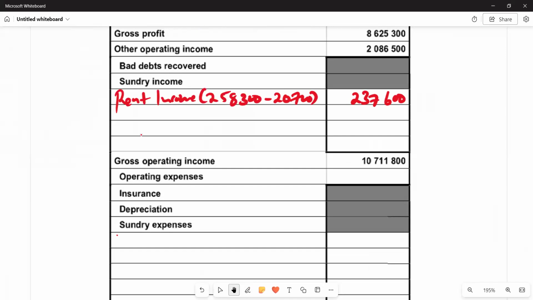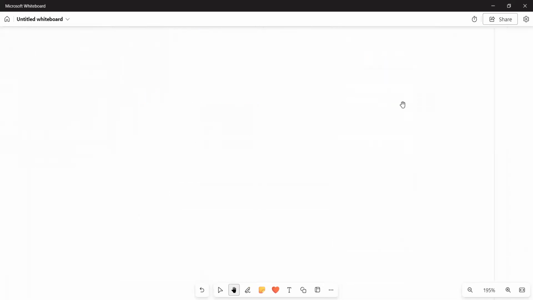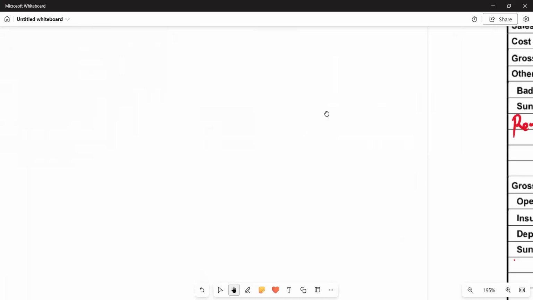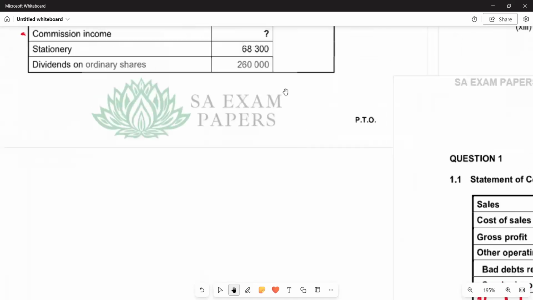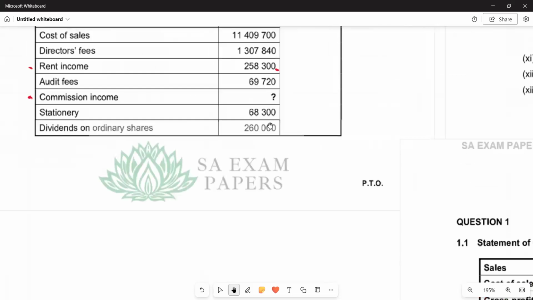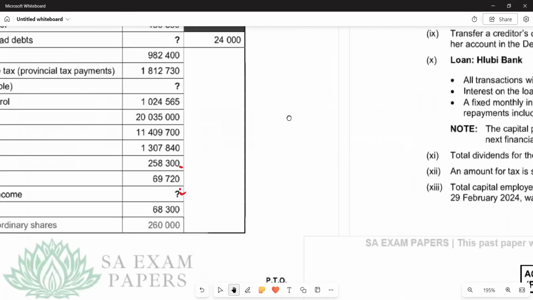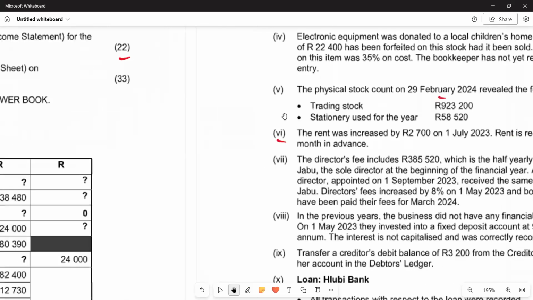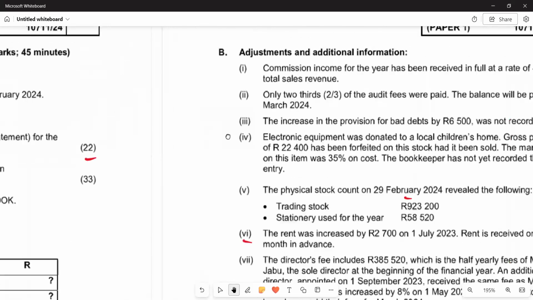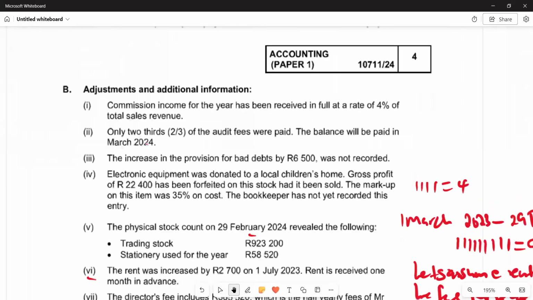And then now, obviously, we also have commission income that we identified there. We can go back to the question. Commission income is a question mark, which means we can try to see in the additional information if you are given a hint to calculate that commission income. On the first part of the additional information, it says commission income for the year has been received in full at a rate of 4% of total sales revenue.